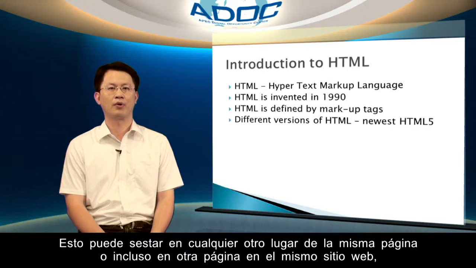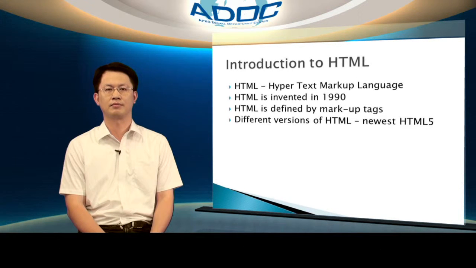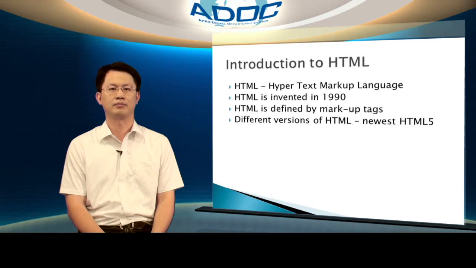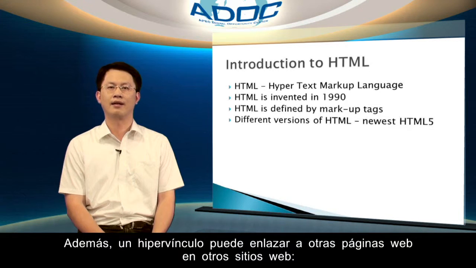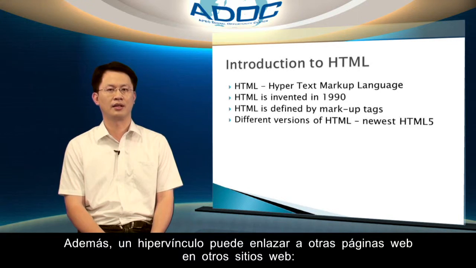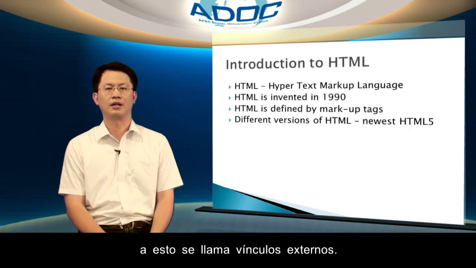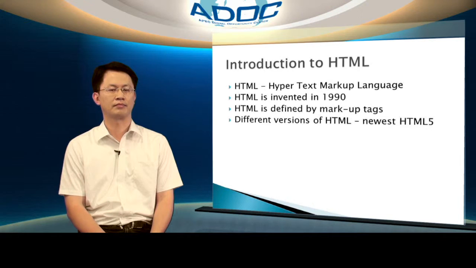This can be somewhere on the same page or even another page in the same website, which is commonly known as internal linking. Also, a hyperlink can link to other web pages on other websites. This is called external linking.